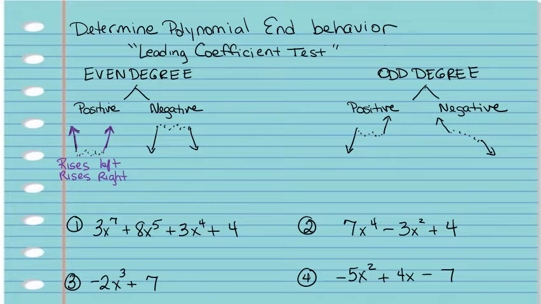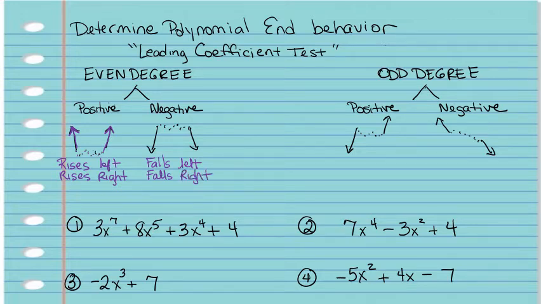Now what's going on in the middle we don't care about. It could be all kinds of squiggles and ups and downs and we don't know. But just looking at the left and right ends, it rises left and rises right. And for a negative, it falls left and falls right.